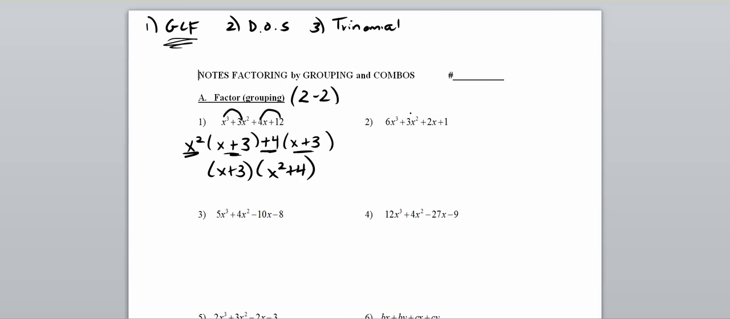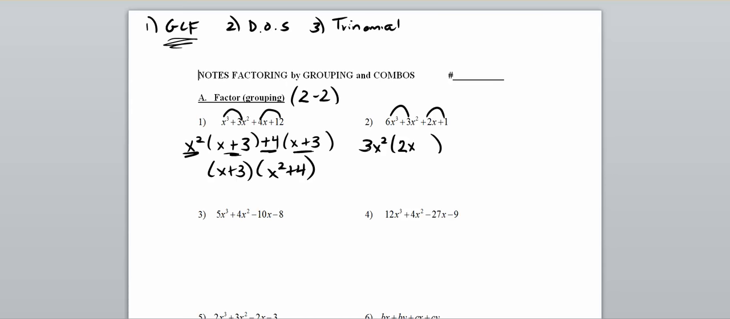Let's look at number 2. Again, I don't have a trinomial or a binomial, and I can't pull out a greatest common factor. So let's try our method of 2-2 grouping. Pull out what's common to 3x squared and 6x cubed. So I can pull out, let's see, a 3x squared out of both of those terms. So 6 divided by 3 is 2. x cubed divided by x squared, again, division means subtraction of exponents. If I had 3 and pulled out 2, I have 1 left over.